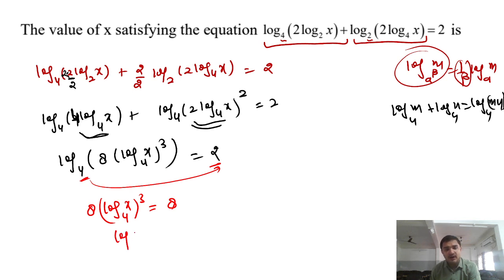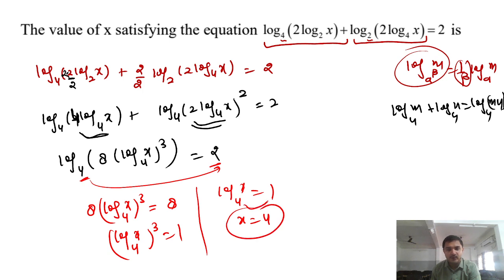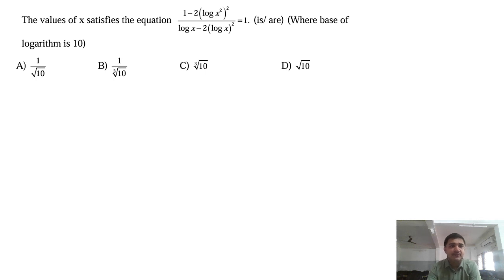So log x base 4 whole cube is actually equal to what? 1. In that case, if I'm taking the cube root, log x base 4, the cube root of 1 is again 1. So x is equal to what? 4. 4 power 1, 4 we'll be getting over there, right? This is the answer we have. The value of x, which is 4, satisfies this equation. Done.